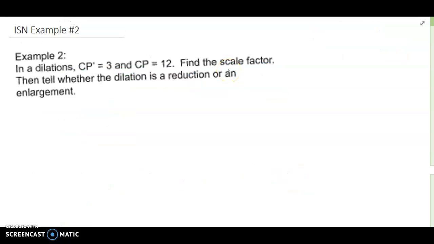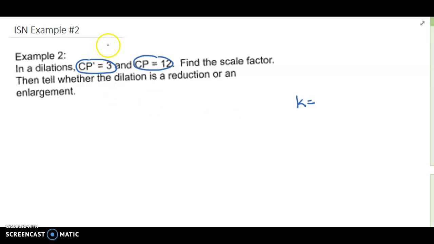All right, so let's look at example 2 now. It says in a dilation, CP prime is equal to 3, and CP is equal to 12. We want to find the scale factor and then tell whether it's a reduction or an enlargement. All right, so once again, the first thing we need to do is look at these letters and decide which one the image is and which one the pre-image is.